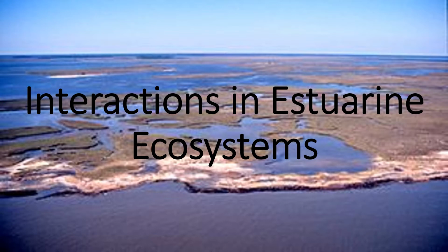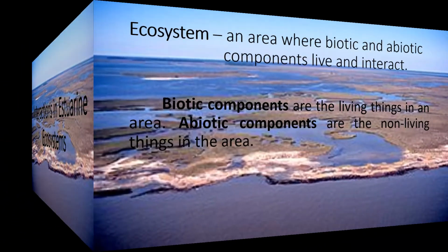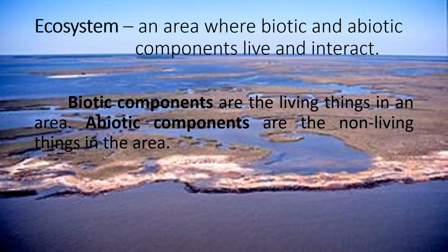In this video, we are going to discuss interactions in estuarine ecosystems. First, what is an ecosystem? An ecosystem is an area where biotic and abiotic components live and interact. The biotic components are the living things in an area, while the abiotic components are the non-living things in an area.